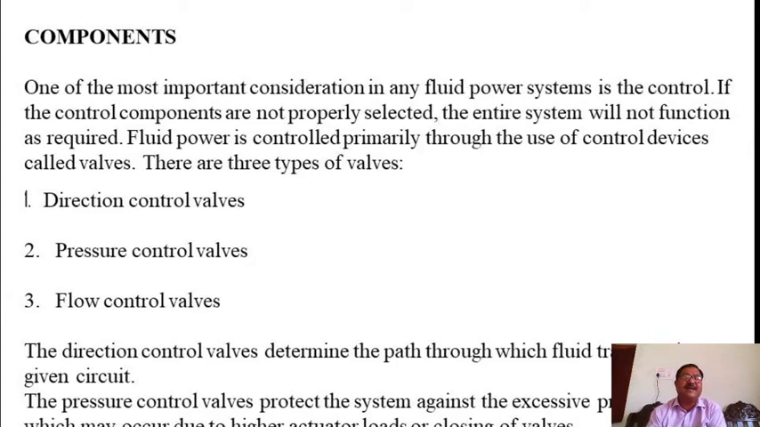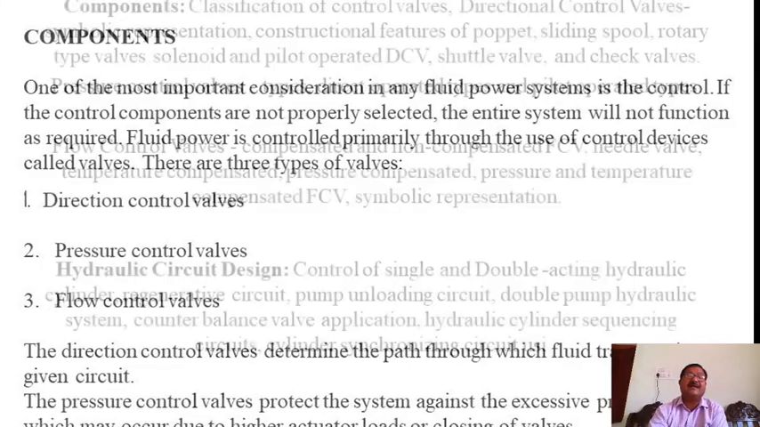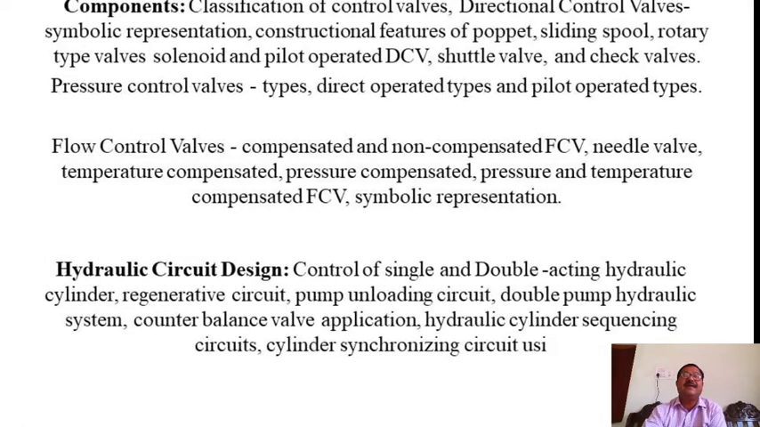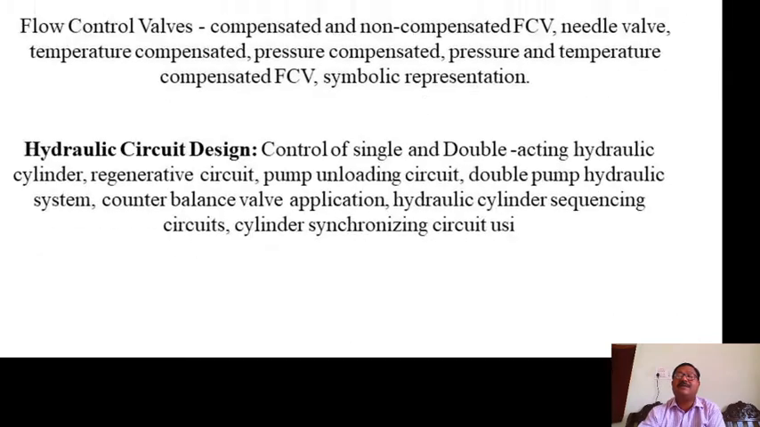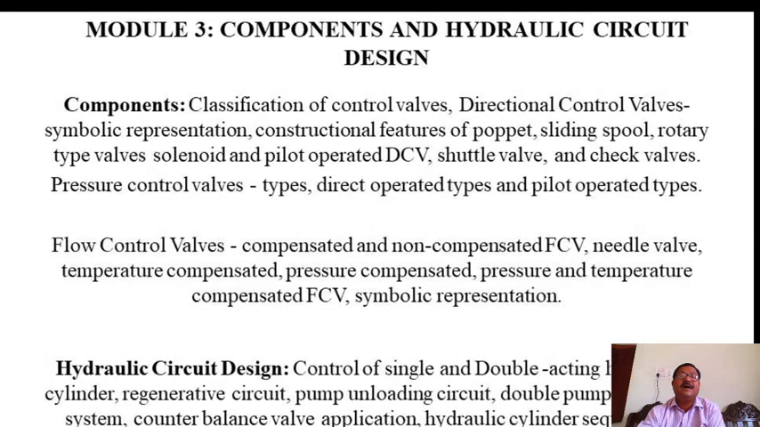There are three types of valves, as we discussed in the syllabus of the third module. Direction control valves: in the direction control valves there are a lot of types. Shuttle valve, check valve, sliding spool valve, rotary type valves, solenoid valves, and pilot operated valves. In that, the shuttle valve, check valves, like that, different types.